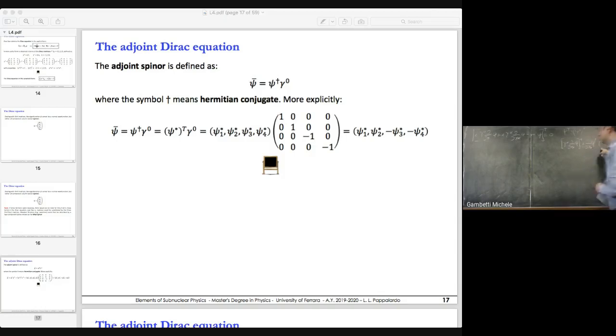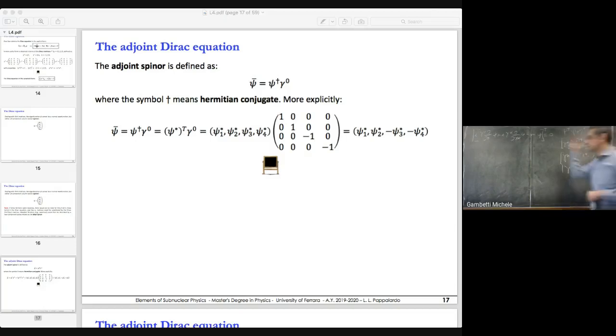And the order here is important. Finally, the other thing that we need is the Hermitian conjugate of the gamma matrix gamma k. This is minus gamma k, with k equal to 1, 2, and 3. So the zero component is the only one that does not change sign. These are the transformations that we have to put into the Hermitian conjugate of the derived equation.